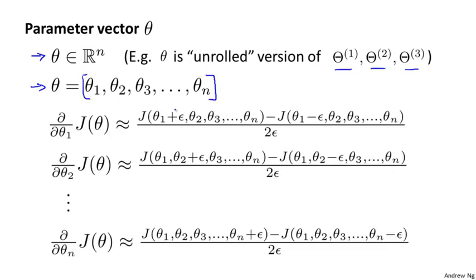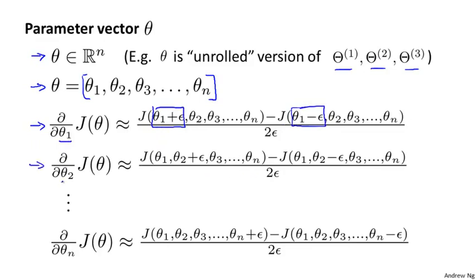We can then use a similar idea to approximate all the partial derivative terms. Concretely, the partial derivative of a cost function with respect to the first parameter, theta 1, can be obtained by taking J and increasing theta 1. So you have J of theta 1 plus epsilon and so on, minus J of theta 1 minus epsilon, divided by 2 epsilon.